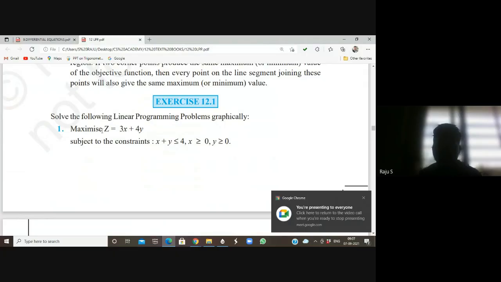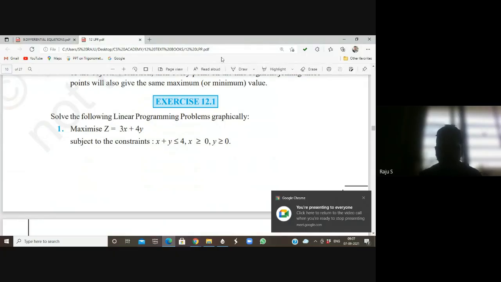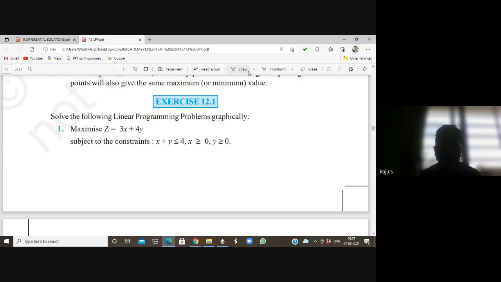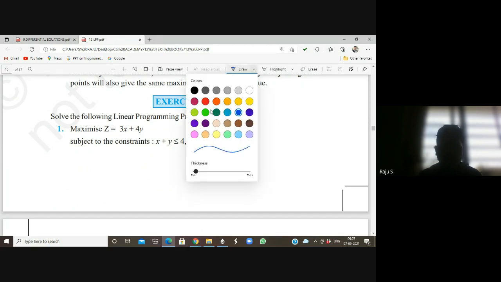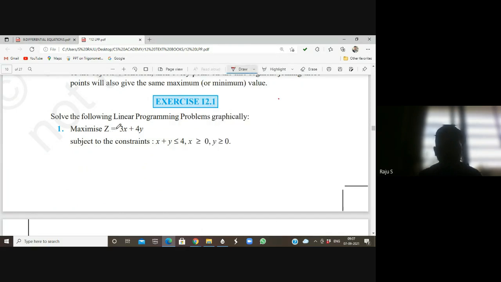Going to explain here. There are a few terms in linear programming that you have to remember. The first one is optimize. What is meant by optimize? Optimize is nothing but we can find either a maximum value or a minimum value. Okay, all of you observe carefully here.